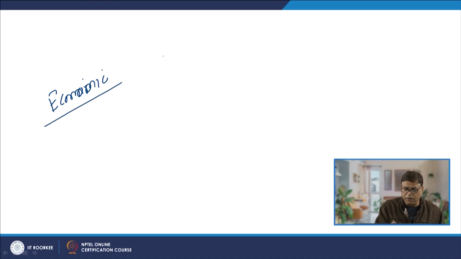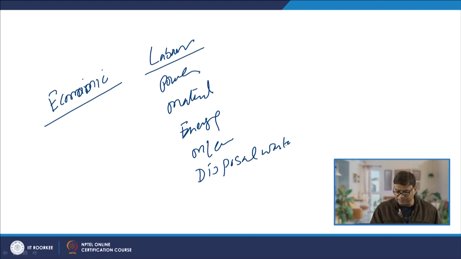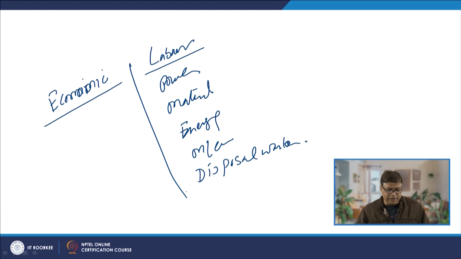Economic factor is about what is required for manufacturing a product. It may require suitable labor, power, material, energy, machinery, and also disposal of the wastes which are being generated. So, these things will be available at different prices, different rates to the company.